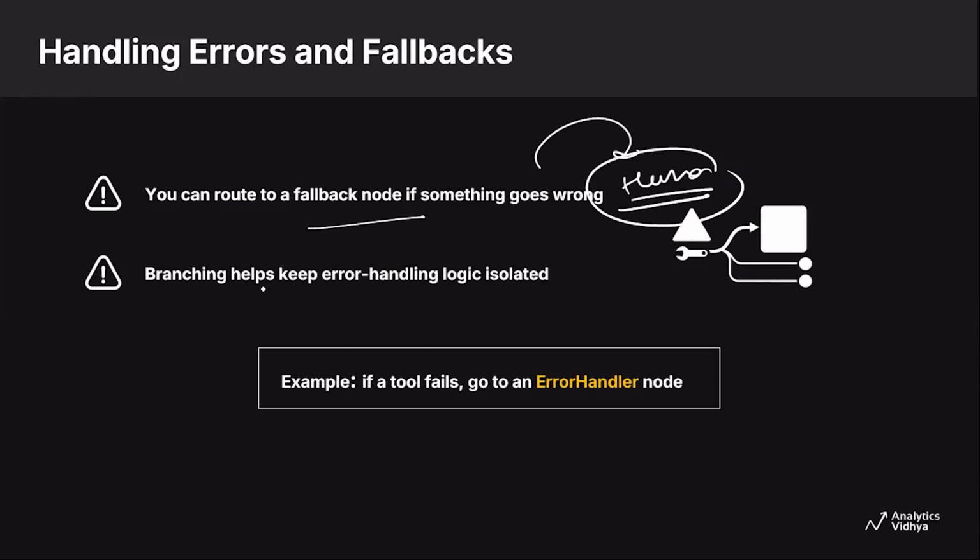Branching also helps keep error handling logic isolated. When you have a fallback, it can be a dedicated node in itself, and hence the error handling can be isolated from the rest of the code. If a tool fails, then you can go to the error handler so that you can gracefully exit out of the code and redirect the query to help that particular user out.